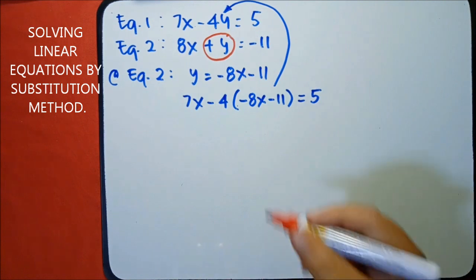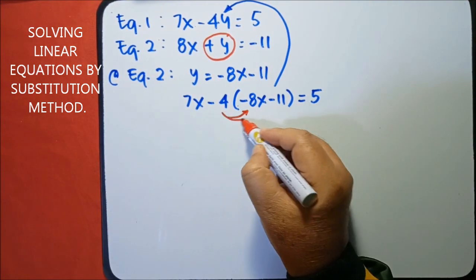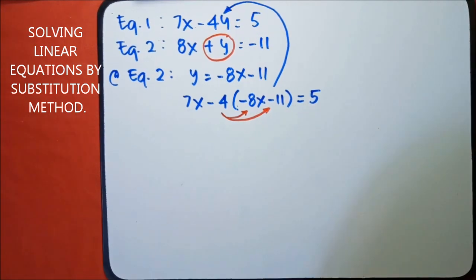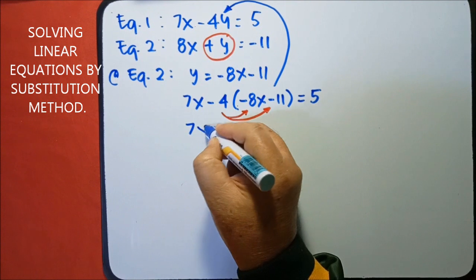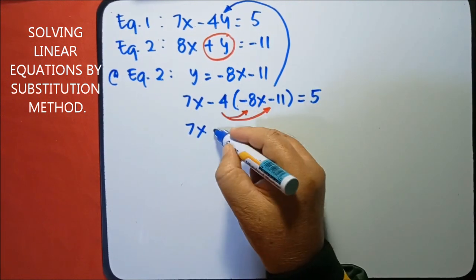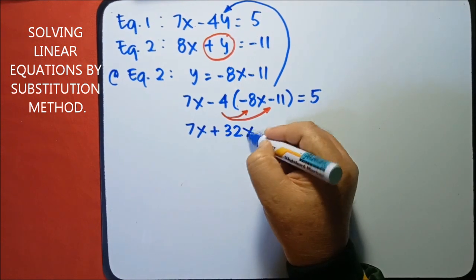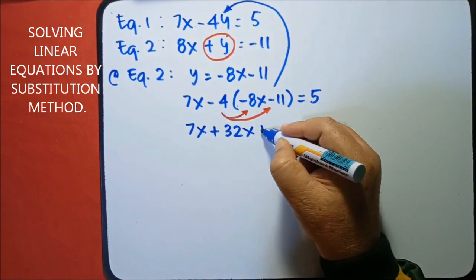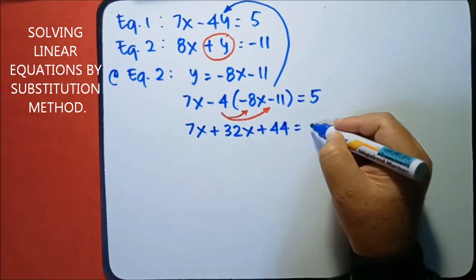Then, after that, what will you do? You have to simplify. Distribute. So, what will happen? 7x. Negative times negative will become positive. 4 times 8 is 32x. Negative times negative will become positive. 4 times 11 is 44. Equals 5.